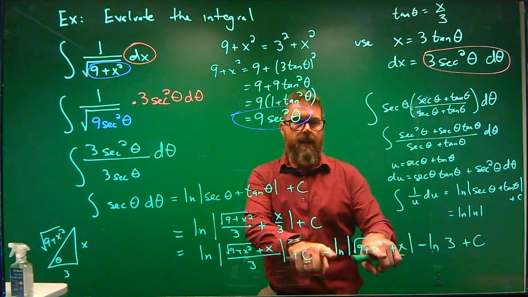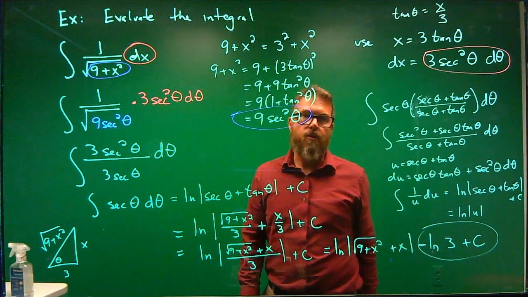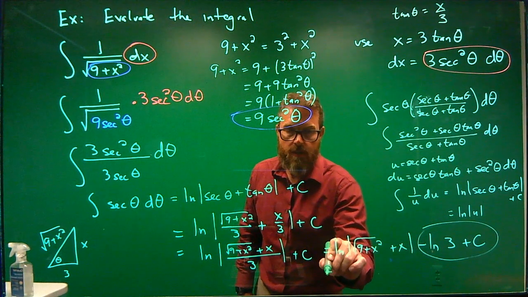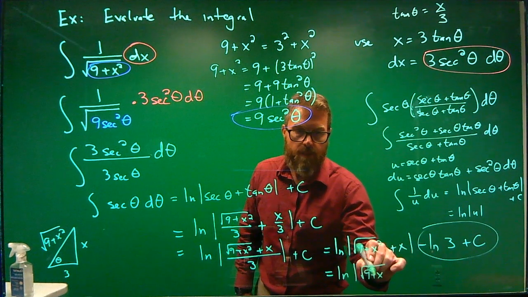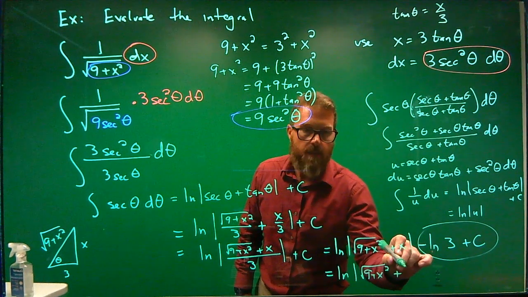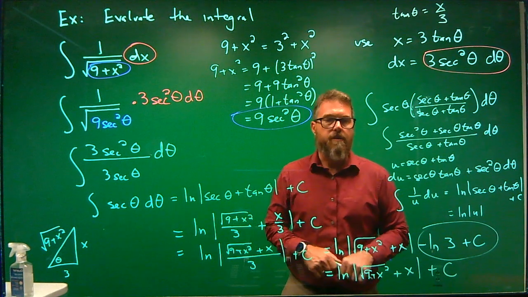Now you'll see that your answer will just say this thing plus c, because the negative natural log of 3 and c is still a constant. So this is going to be the natural log of the absolute value of the square root of 9 plus x squared, plus x, and then finally plus, let's say a different c, a constant.